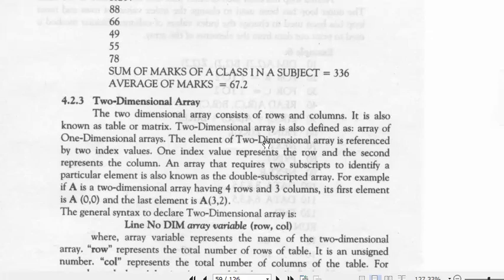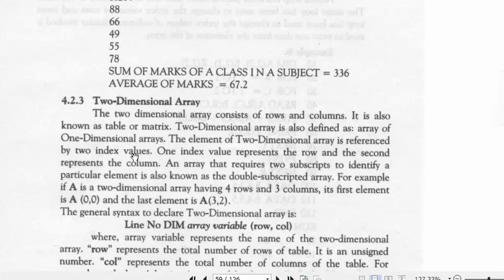The element of a two-dimensional array is referenced by two index values. One index value represents the row and the second represents the column. An array that requires two subscripts to identify a particular element is also known as a double subscripted array.